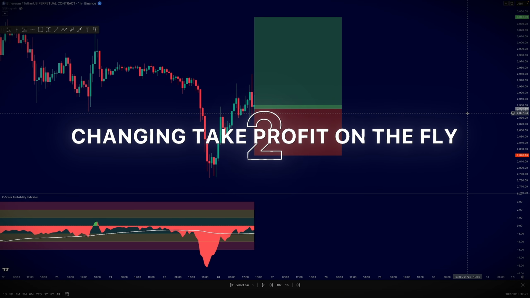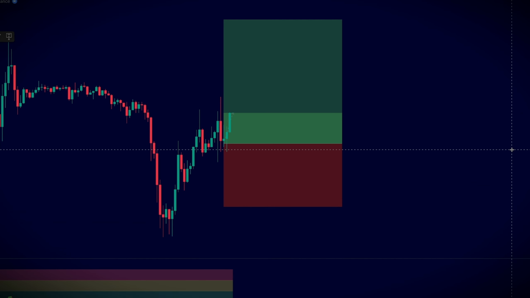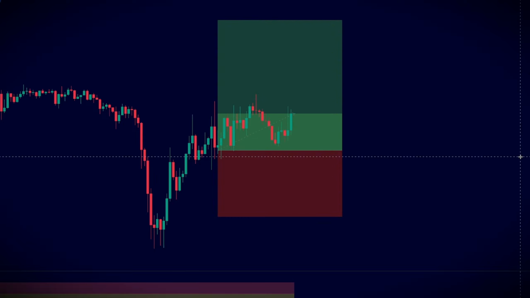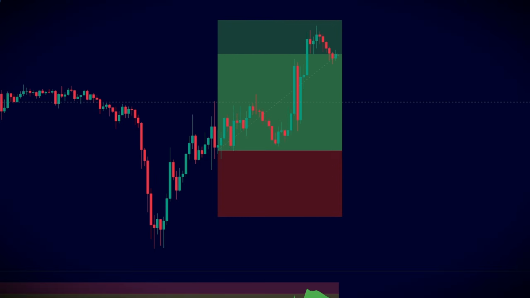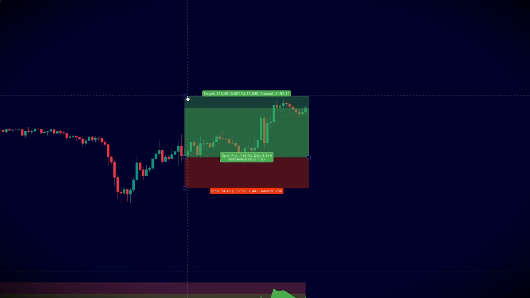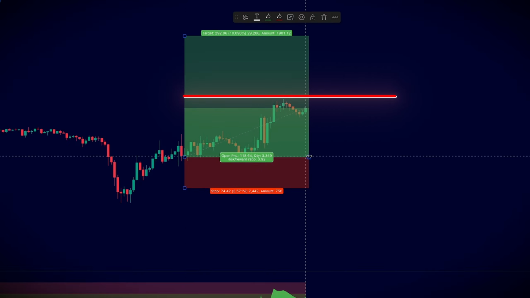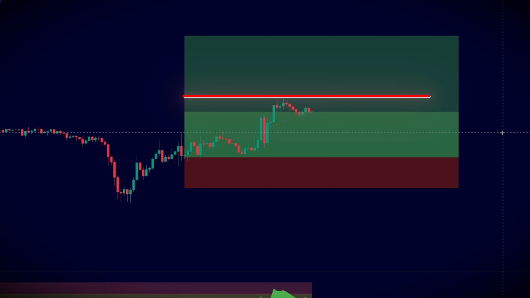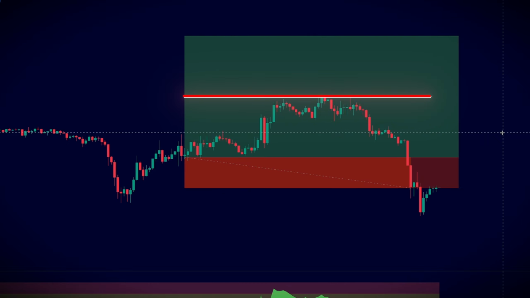The second mistake is changing your take profit on the fly. You're in a trade, the price is moving in your favor, and you think, let me move my take profit further, I'll make more profit. Stop right there. The system is designed for a 2 to 1 ratio. If you move your take profit, you break the statistics. Often, the price goes exactly to 2 to 1 and then reverses. Close your trade on time.